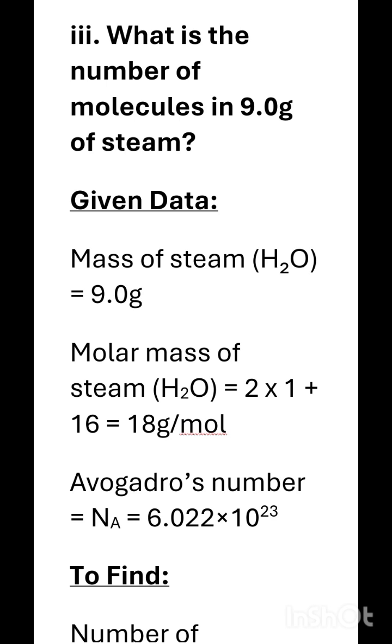Now look at question number 3. What is the number of molecules in 9 gram of steam? So it's kind of numerical. The given data should be collected first. So the mass of the steam, which is water, is given as 9 gram. Molar mass of steam is also calculated. Like 2 hydrogen atoms are given, so multiply it with 1 and add 16, which will give you 18 gram per mole as the molar mass of steam.